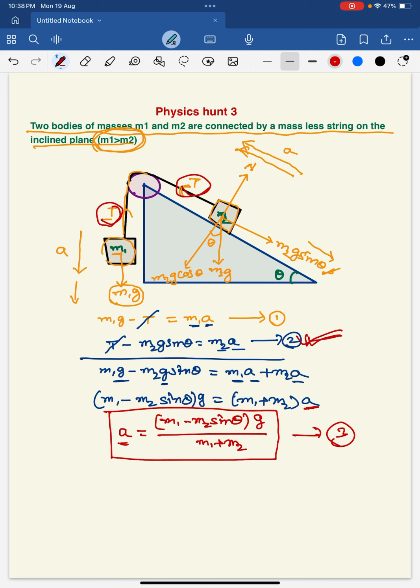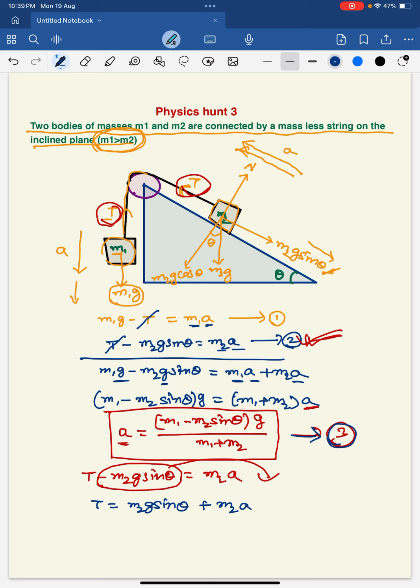So what is the second equation here? T minus m2g sin theta is equal to m2a, right? So what I am doing here, this minus m2g sin theta term I am taking to the right side. Let's see what will happen. Therefore T is equal to m2g sin theta plus m2a. Okay, so here equation number 3 will be there. So this acceleration formula I am going to substitute here. So just a second, I will go to the next slide.